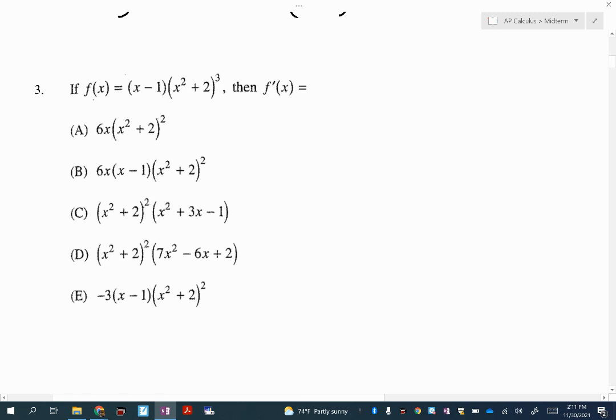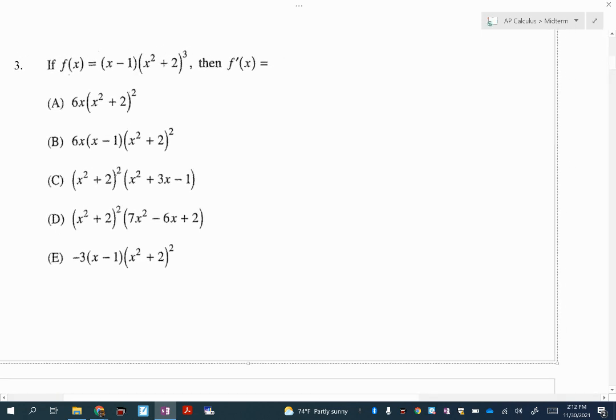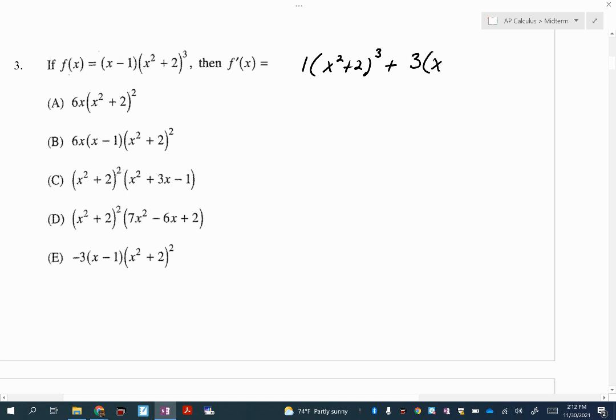Number 3, all right, I'm going to take the derivative here. Now this has a lot going on. This is the product rule and the power rule and the chain rule. So a lot going on here. The derivative of the first function, which is x minus 1, is just 1 times x squared plus 2 to the third power, plus the derivative of the second function using the power property, 3 times x squared plus 2 squared. Chain rule, derivative of x squared plus 2 is 2x, and then copy down the first function.